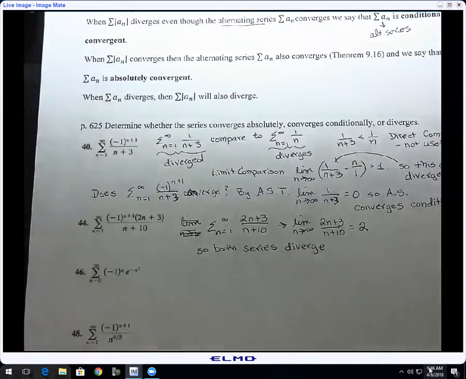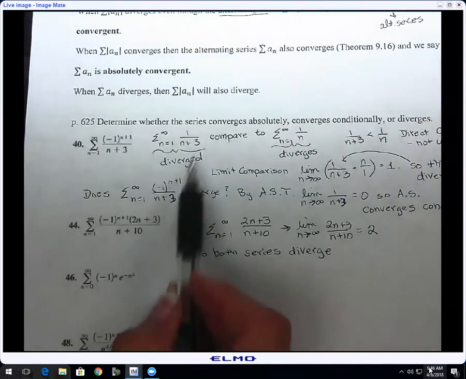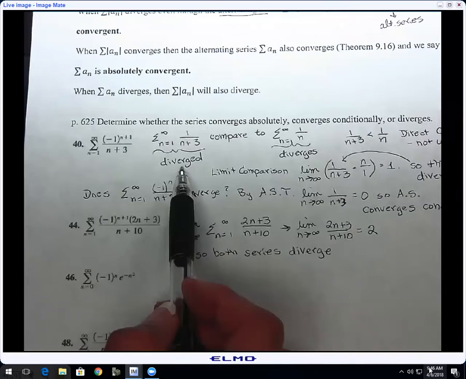But the absolute value on the one above it diverged too, didn't it? This is the absolute value one. Yes, it diverged. Holy crap.